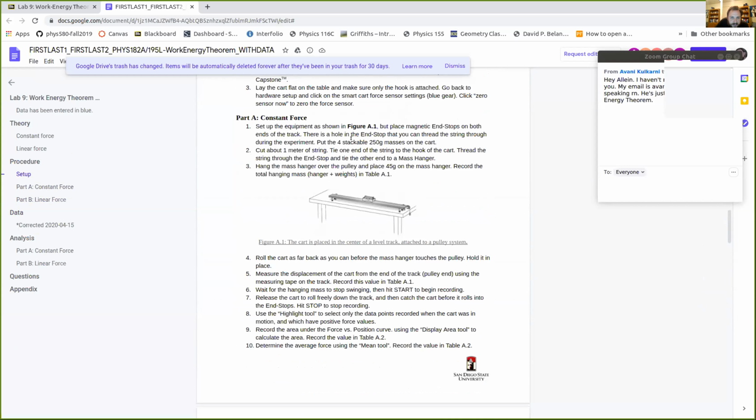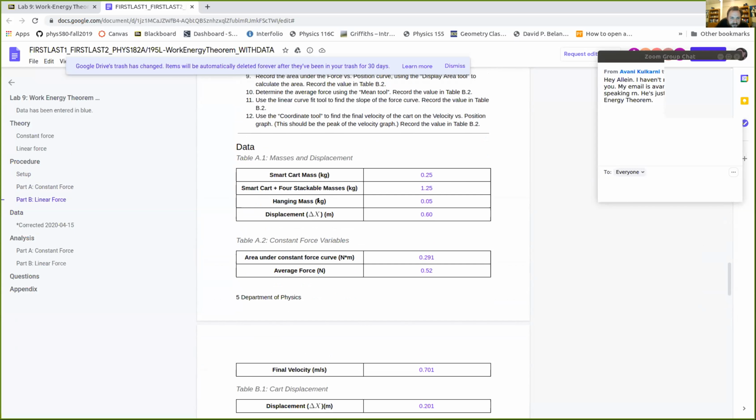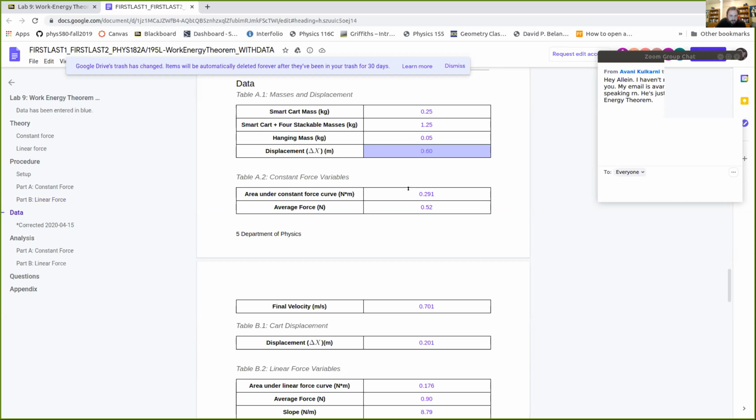You put the 4 masses on top of the cart, see? So when you're talking about mass of the cart, it's the cart itself plus the 4 stackable masses on top of it. Okay. There's your hanging mass, and there's your displacement. The area under the curve, that's basically the energy, right? What I was saying, the area under the curve is your energy because it's your work done.